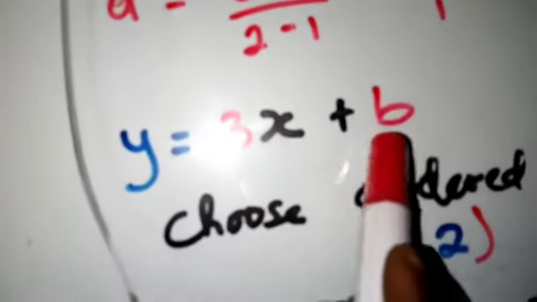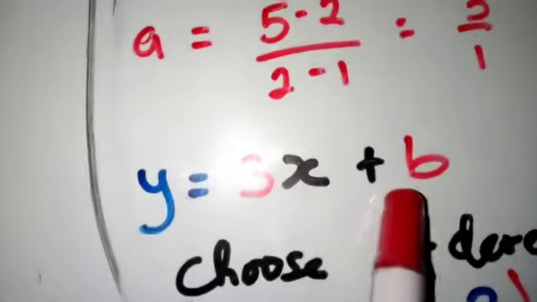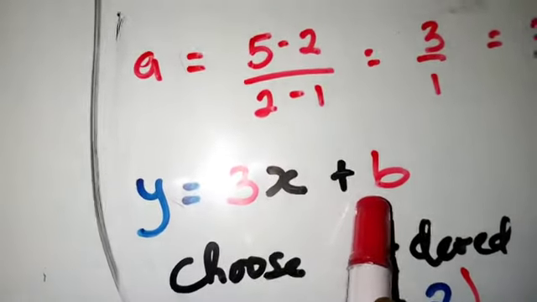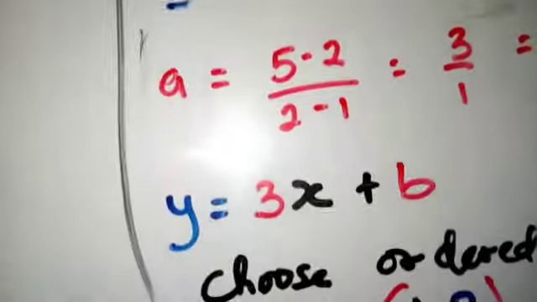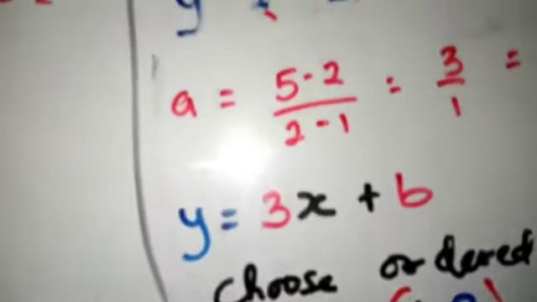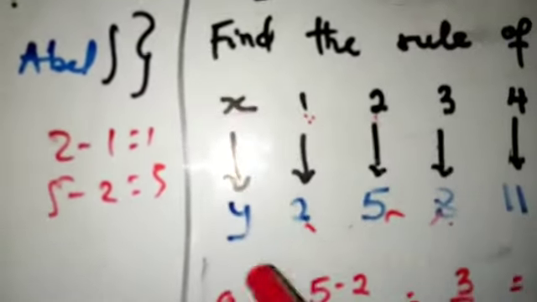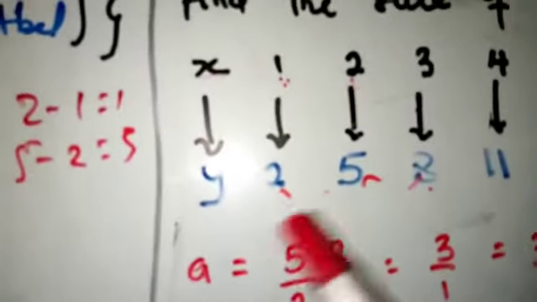So now let's move on. How do you find b? Pay close attention. This b here. You can only find b by choosing what? Choose an ordered pair. Now you know ordered pair, you and your partner, right? You can choose any. We don't care. We can choose any of them.